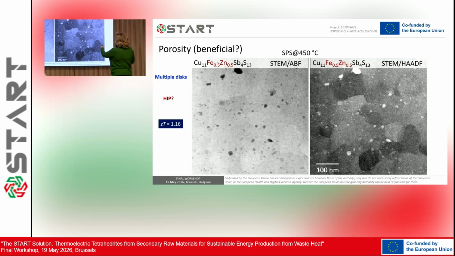This is a completely different porosity. So of course it depends also on the composition, but this is the chosen material. Again, the ZT is quite nice, 1.16, but again, multiple disks.